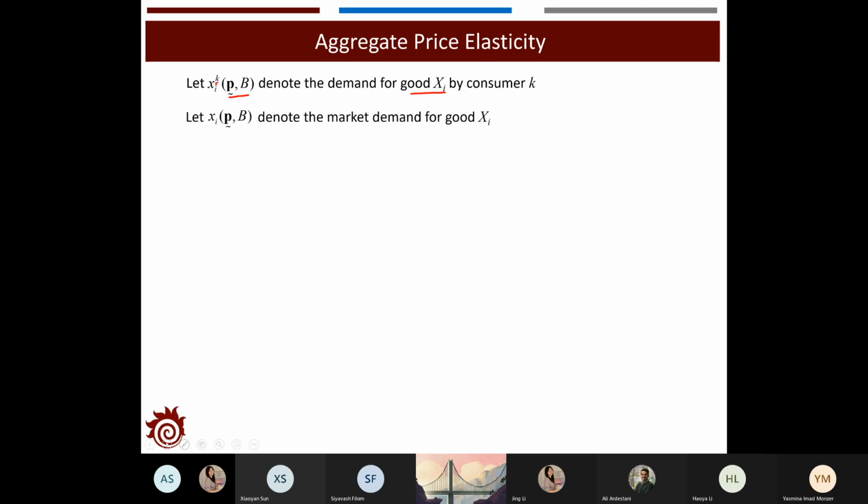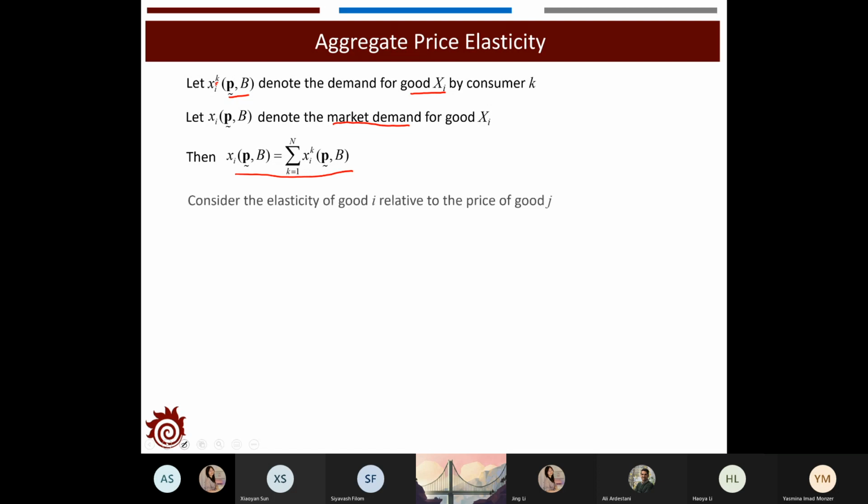We will also define another variable, xi, as the market demand, which is the consumption of all the consumers in the city. And apparently xi will be the summation of the xik. So this is what we conclude about the relationship between the market demand and the consumer demand. Basically, one is about the individual, the other is about the whole system.